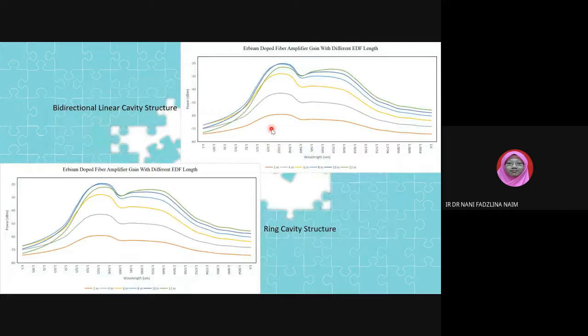This is the result for the bidirectional linear cavity structure and also for the ring cavity structure. From here, we can also see that the most optimum EDF length is at 10 meter for bidirectional linear and also for ring cavity structure. So we can conclude here the most optimum length for EDF is at 10 meter.